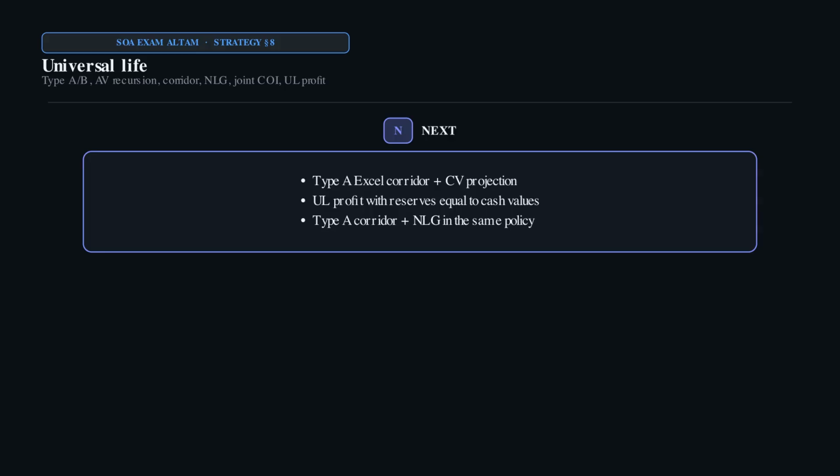Grounded variance: Type A Excel corridor and cash value projection, UL profit with reserves equal to cash values, or Type A corridor plus no lapse guarantee in the same policy. Climb the 7 UL priors next.